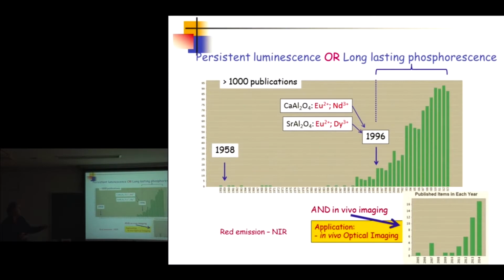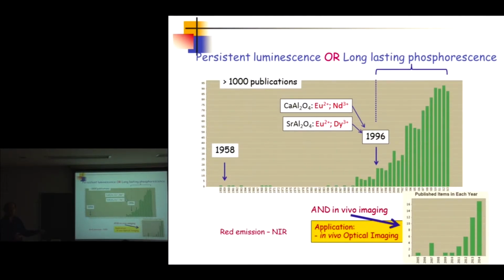So if you look at the persistent luminescence and long-lasting phosphor, there are a lot of papers starting after the main publication about strontium aluminate co-doped with europium and dysprosium, discovered here in Japan. And in vivo imaging, you see that in 2014 there are already more publications than last year. That means that at the end of the year, we will have maybe 2 times more publications than in 2013. So the field is really increasing very quickly.